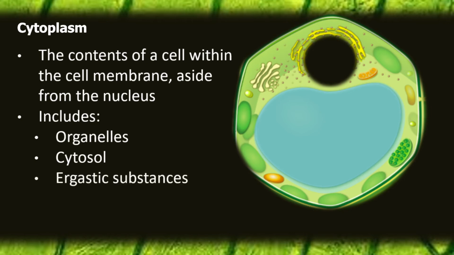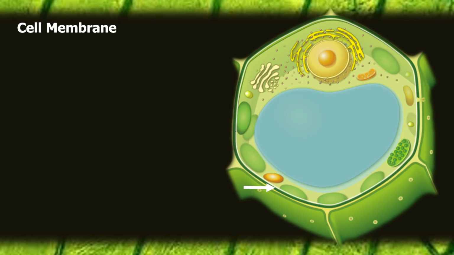There are also ergastic substances in the cytoplasm, which is a fancy way of saying miscellaneous molecules of all kinds. Besides that, the cytoplasm is 80% water and aids in intracellular transport, that is, transporting materials within the cell. It's how sugar gets from the chloroplast to the mitochondrion. But we talked about the cell membrane and didn't really define it, so let's do that now.